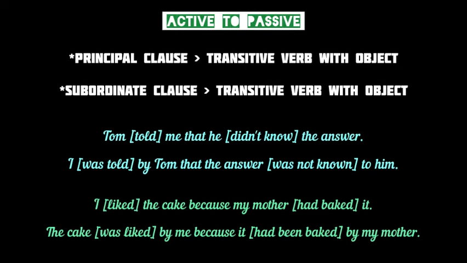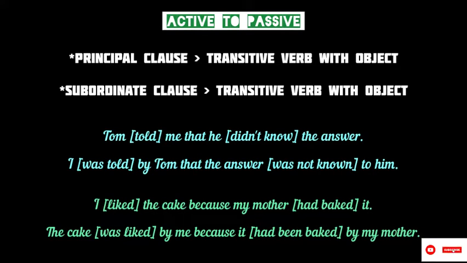Therefore, in order to change the voice of a complex sentence from active to passive, we must change the voices of both the clauses separately. Now, if both the principal clause and the subordinate clause contain transitive verbs, they will be changed into passive voice separately or individually in the sentence.